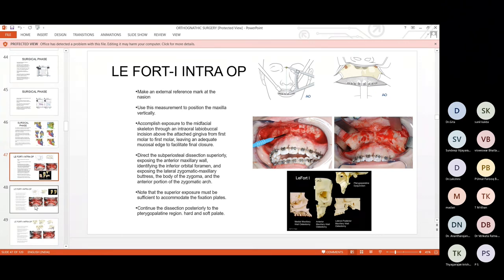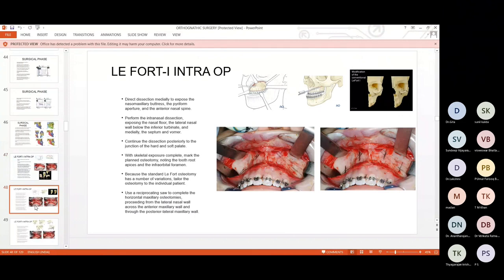Then the next step is this. You mark the osteotomy lines. The exposure is usually complete. And then when you want to do the osteotomy, there are various variations which will come into the picture. You can use that so that you can tailor the osteotomy to the individual patient. Here you can see that the markings are done on the skeletal where I'm going to do the osteotomy.